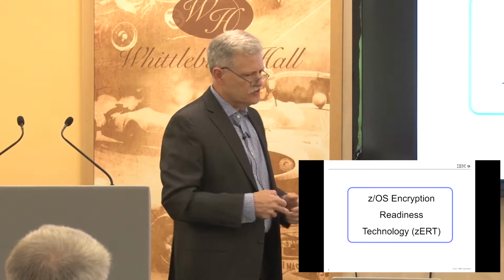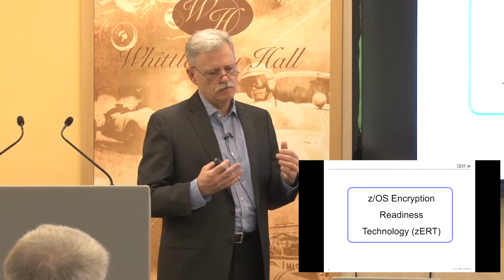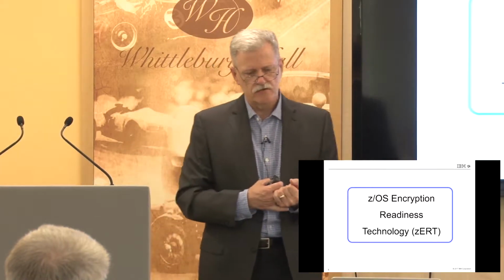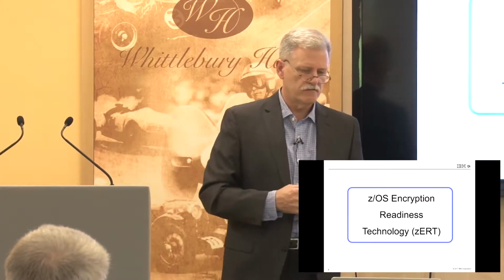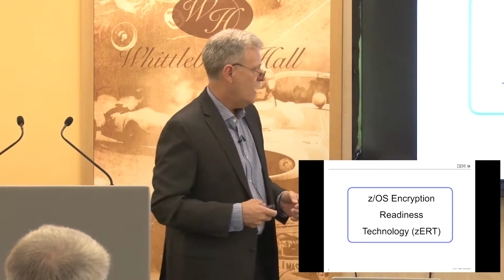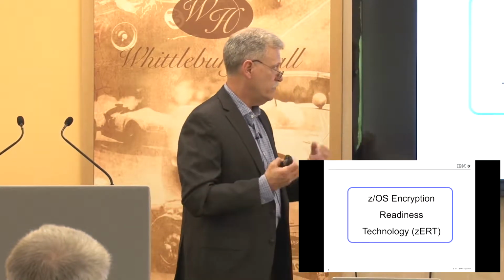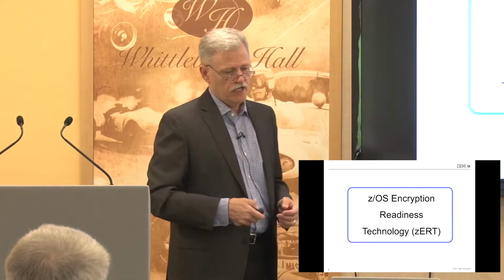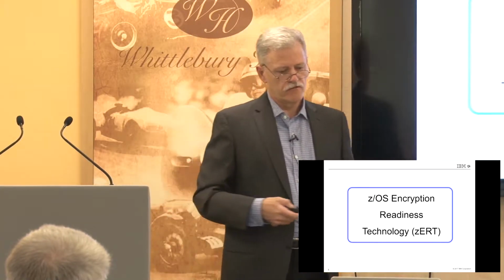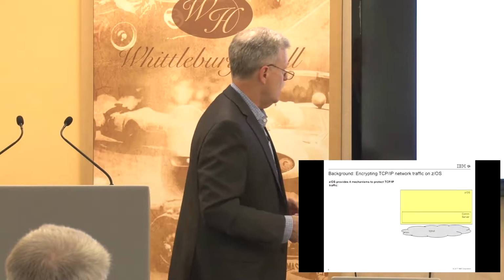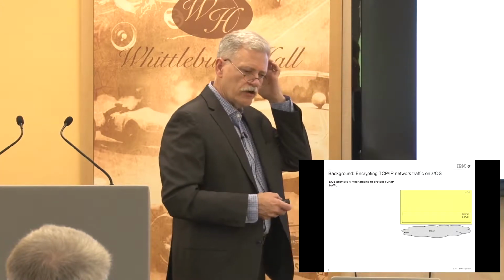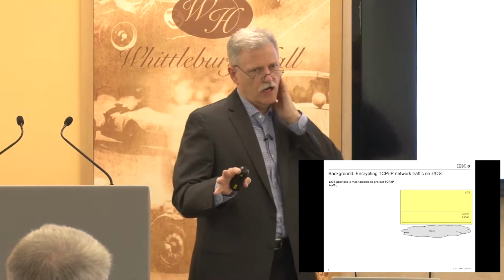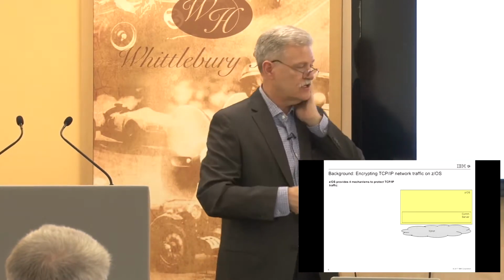So the first item is one of the main items of our release of 2.3. It's consistent with the strategy of pervasive encryption. And it's this notion of, we've named it ZOS Encryption Readiness Technology, or ZERT for short. And ZERT, I think we're going to find, is a very popular item with our users. What you'll see here is a quick background about what it's trying to solve, and then how we solve it will be in another session.